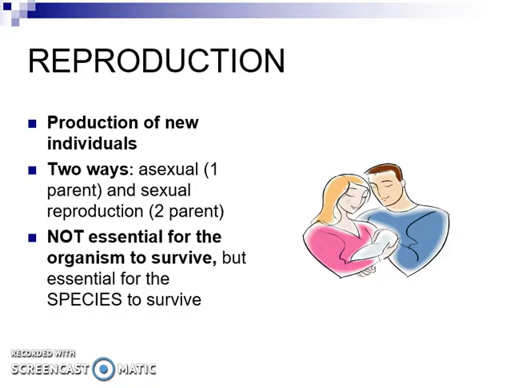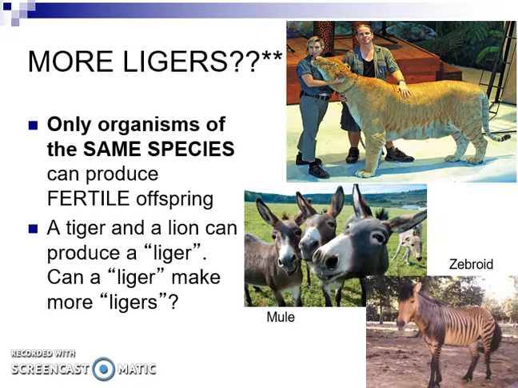Now, reproduction is not essential for the individual organism to survive, but as a species, reproduction is very important, because without reproduction, you're not going to have the next generation of that species. So, what do I mean? Okay, so let's think about ligers, the mule, or a zebroid, which you see in the bottom right.